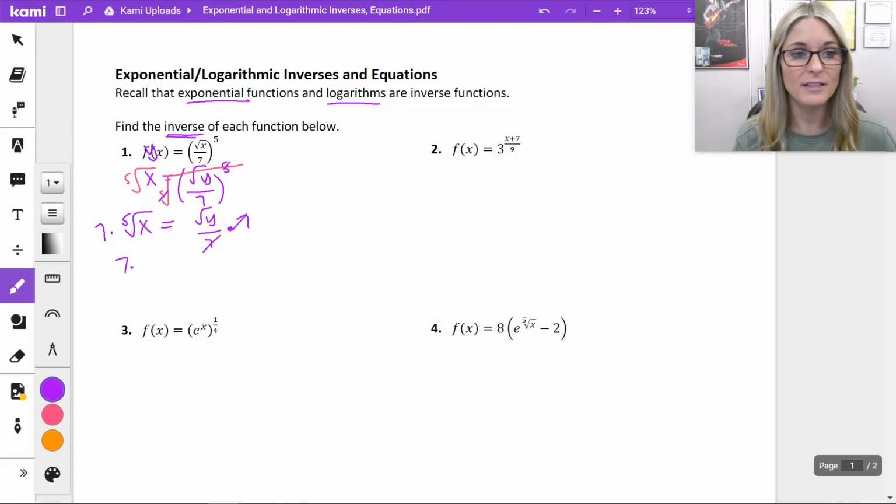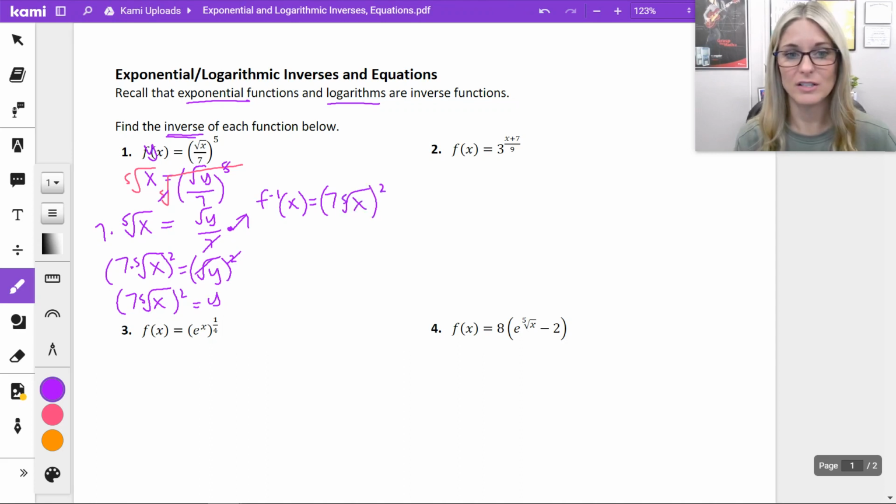On the left side we have 7 times the fifth root of x equals the square root of y. Undo the square root of y by squaring both sides, and then we would just have y. So we have 7 times the fifth root of x, all squared, equals y. That's my final answer. Let me just write it in inverse function notation. F inverse of x equals the quantity of 7 times the fifth root of x, all squared. That is our inverse function.